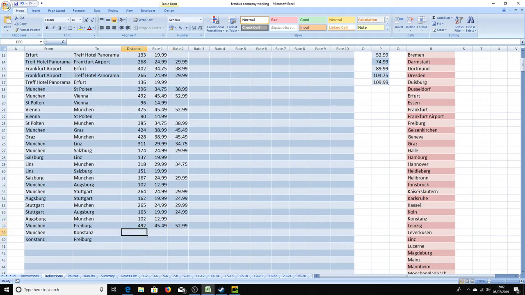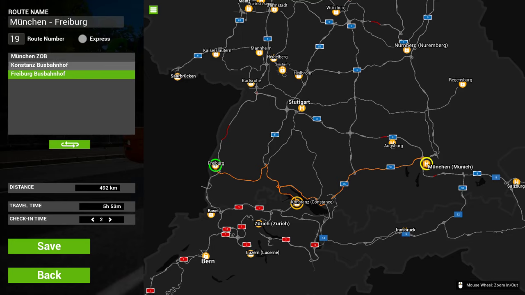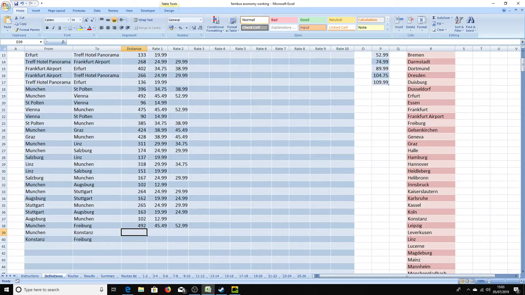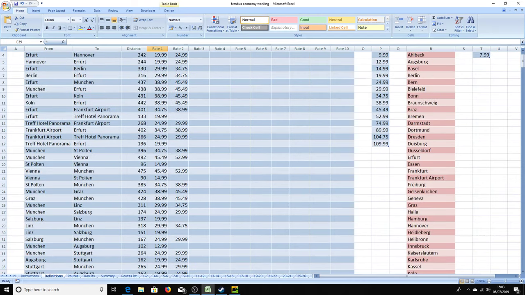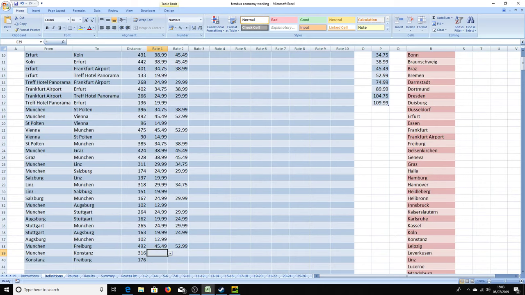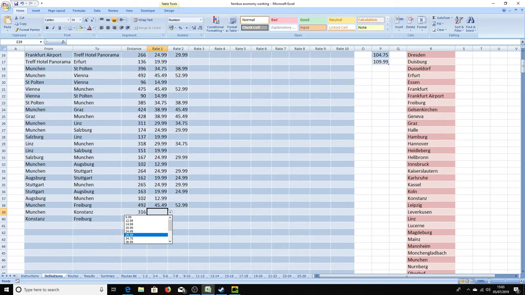Okay, so what we need to know is how far is München to Konstanz? 316, which therefore means that that must be 176. We've had things of that sort of length before. We had a 316 there, 29.99, 34.75. Let's do that. Okay, that will do. 176, we had a 174 there, we'll use that. 24.99 and 29.99. So that keeps our ticket rates pretty consistent.